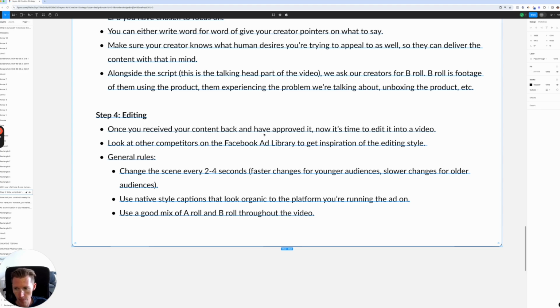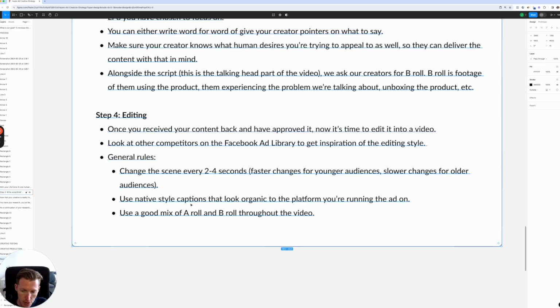So once you've received your content back and you've approved it, looks good, now it's time to edit that into a video. So you want to look at other competitors on the Facebook ad library to get inspiration of the editing style that you should be using. And just some general rules that we like to follow is we like to change the scene every 2 to 4 seconds, right? So there's always a change, right? And if you're targeting a younger audience, you want faster changes, more like the 1.5, 2 seconds. And if you have an older audience, you want to have slower changes, more on the 3, 3.5, 4 seconds.